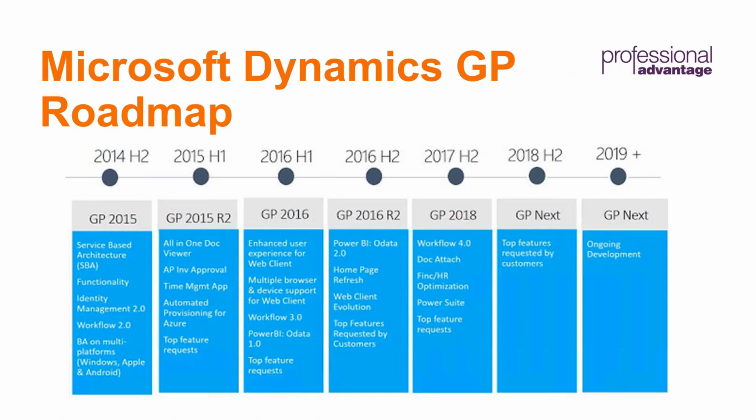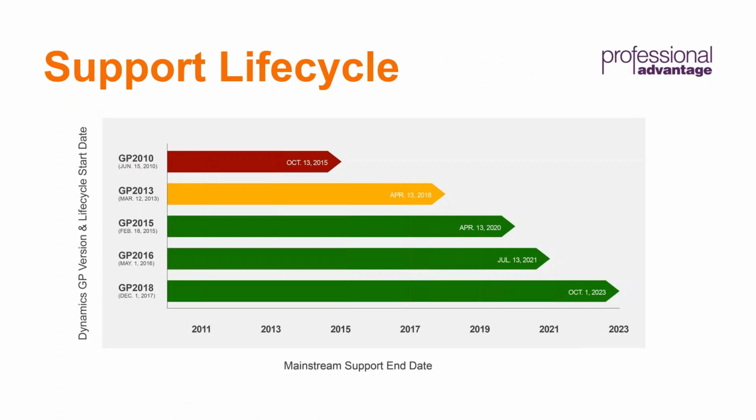Just wanted to also highlight one other thing. When I reference the version that you're coming from, it's also important to note the support lifecycle from Microsoft in terms of the version that you are currently running. So if we look at the very bottom item here on the support lifecycle, you note that the GP 2018 version was released in December of 2017.